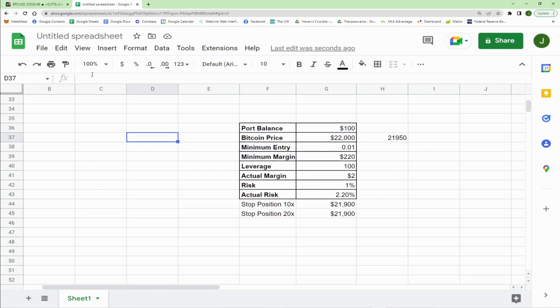If you're trading Shiba, which has 0.00000 whatever it is now, it doesn't matter. You don't need to use leverage. There's no reason to. As long as you're using a stop, it doesn't matter. Look at this. This stop position for Bitcoin at 1% risk is 21,900. Regardless, you could have a stop position for no leverage. It's still going to be 21,900. The only difference is the margin is going to be more.